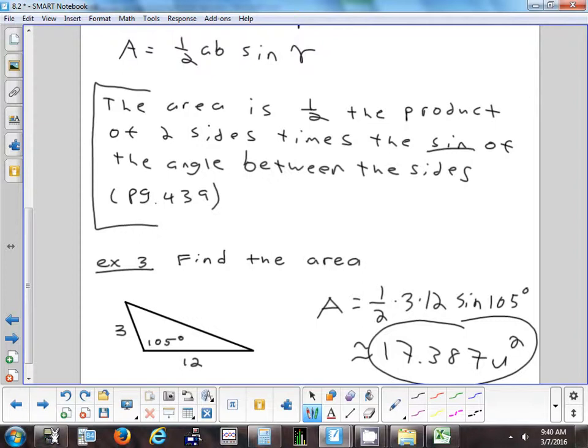It's a pretty quick, pretty straightforward way to find the area of a triangle if you know two sides and an angle. This method has nothing to do with the law of cosines. It is a side-angle-side triangle, but you don't need the law of cosines here. Any question on that type? Okay, so that was side-angle-side.